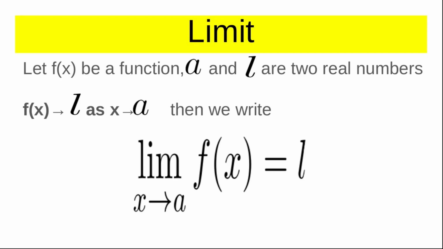Now we are ready to define limit. Actually, limit is a notation. First of all, we can define what is limit. Let f of x be a function. That means the independent variable is x. The dependent variable, if we write like this, y equal to f of x, y is the dependent variable. And a is a real number, l is another real number, a and l are two real numbers. f of x is tending to l as x tends to a. Then we write limit x tends to a, f of x is equal to l.